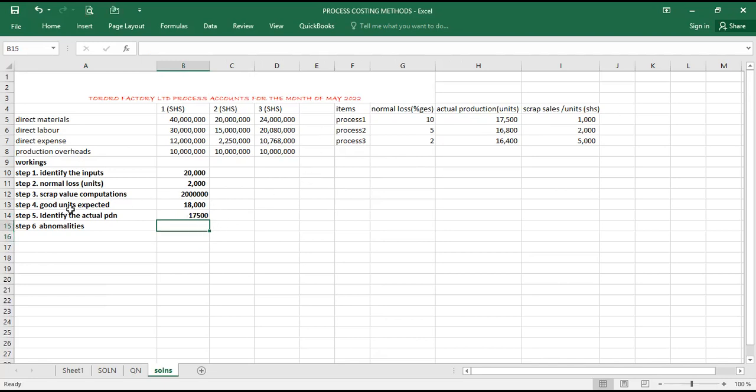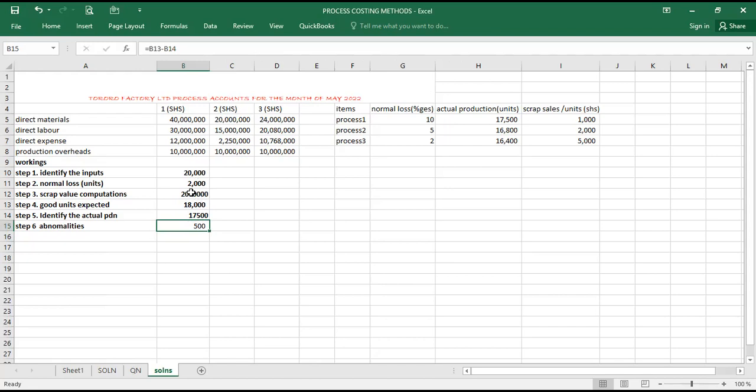So you can now deduct the good units expected. We expected to get 18,000, but the actual production, we got only 17,500. It means the difference is that we expected to produce more, but we received less. That is going to be an abnormal loss. It will be this minus this, which gives us 500. And these 500 are in units.